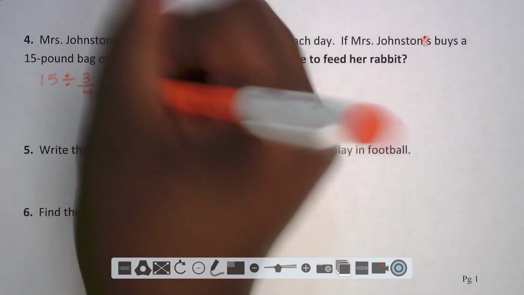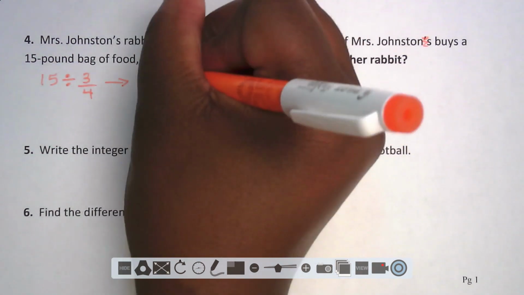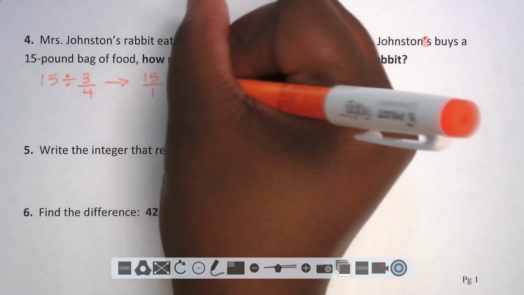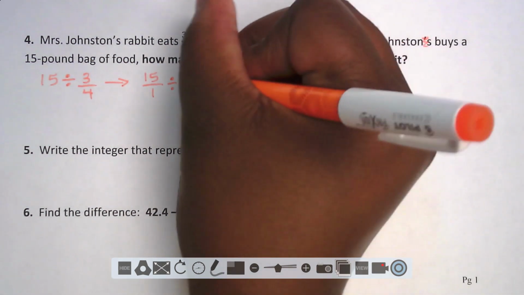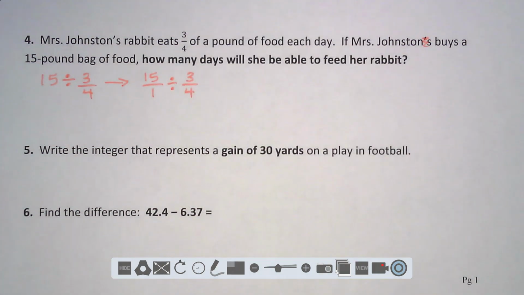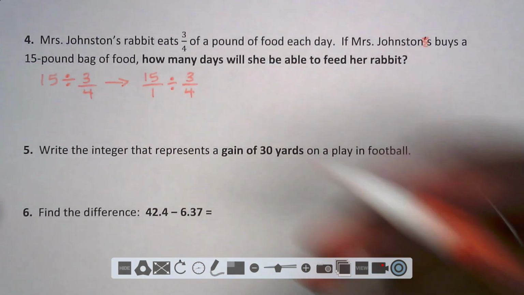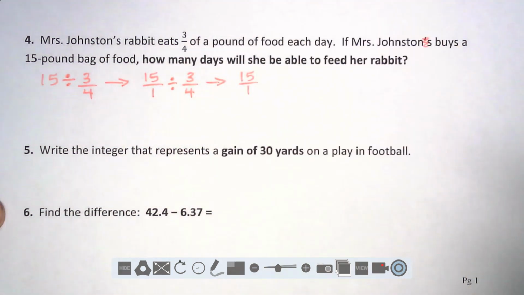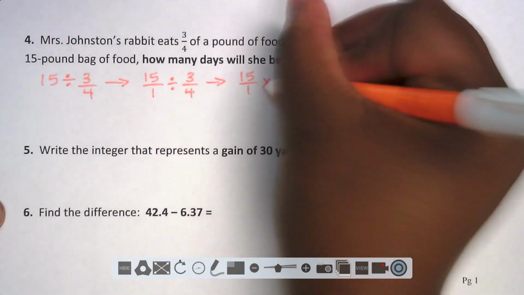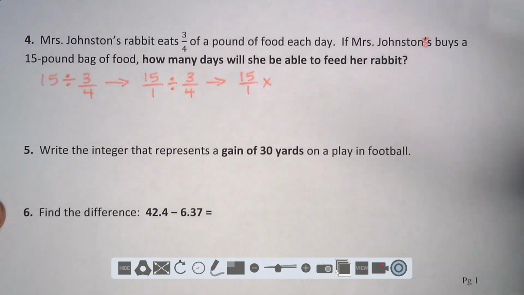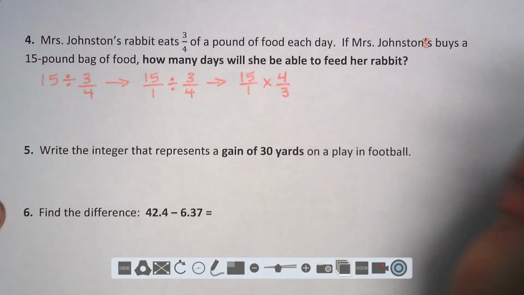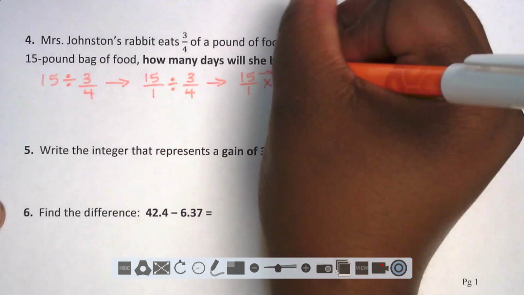Okay, so I know that when I have a whole number and I'm dividing fractions, I can put that whole number over 1 and make it look like a fraction while it still remains the same value of 15. So using the SOAR method, I'm going to keep my first number the same. I'm going to change to the opposite operation and now find the reciprocal of my second number of 3/4. So I know that the reciprocal is 4 over 3. Now I'm going to multiply straight across.